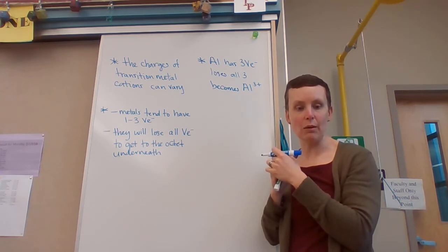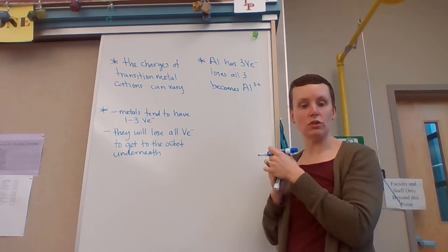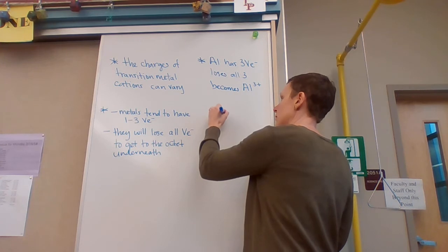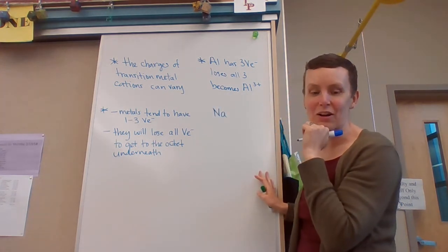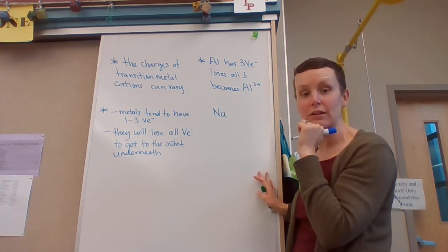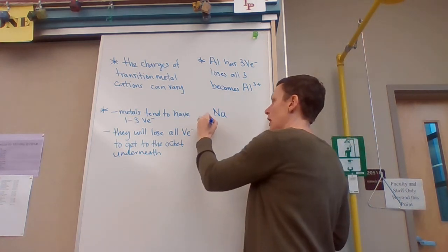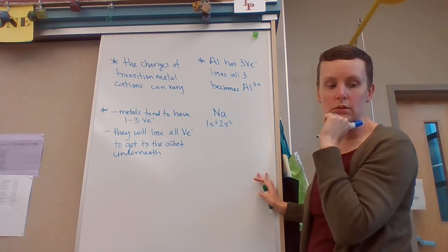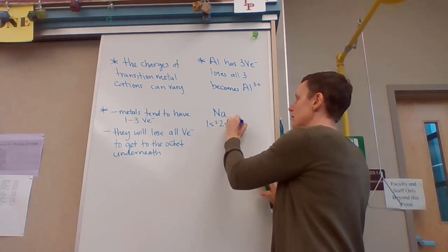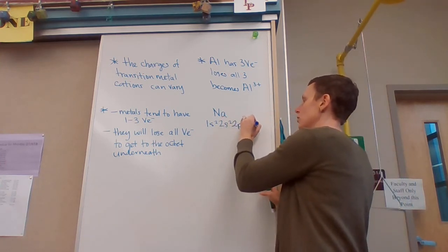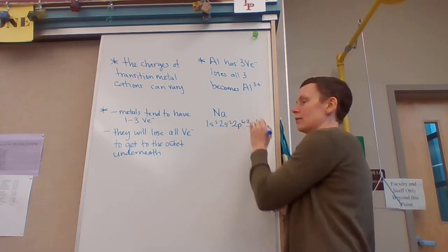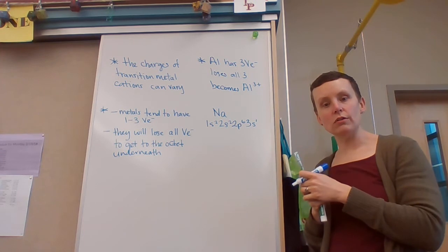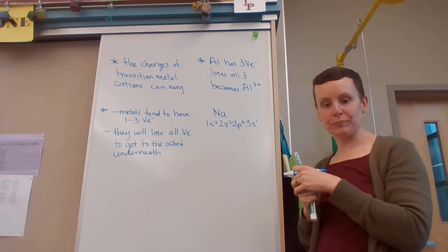Okay, now we're going to do an example of this using sodium, Na. I know I've already talked about it, but we're going to go ahead and write out its electron configuration. It's 1s2, 2s2, 2p6, 3s1. So 1s2, 2s2, 2p6, 3s1.